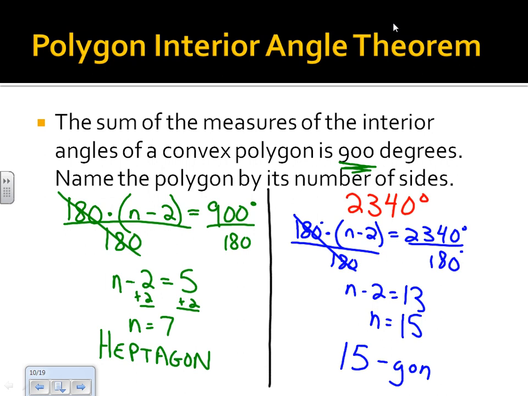A hint or a warning: you cannot get a non-whole number of sides. It would not make sense if you got 6.5 sides, right? So if you're doing your math and you get n equal to something like 3.1, you did something wrong, okay? It has to be a whole number. You can't have 3.1 sides. It's like 3.1 people.